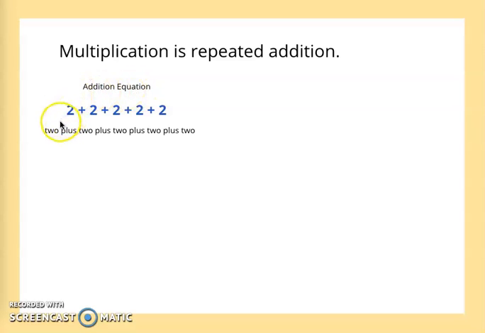And we have 2 plus 2 plus 2 plus 2 plus 2. Very long. And we also have multiplication equation, 5 times 2. So by looking at these two equations, you can clearly see that the multiplication equation is a lot simpler than the addition equation. So instead of saying 2 plus 2 plus 2 plus 2 plus 2, you can just say 5 times 2. A lot more simple, right?